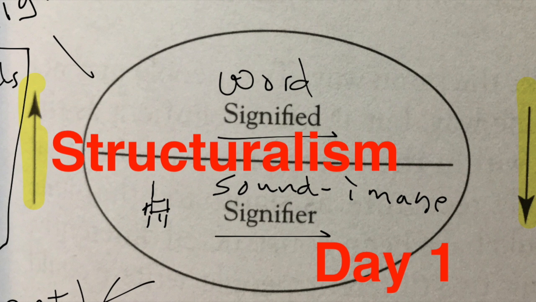So Saussure wants to talk about this thing. Now, does anybody know what this is called? This is called a sign. Semiotics. The theory of signs. So with this particular structural concept, you could understand, interpret any sign system.